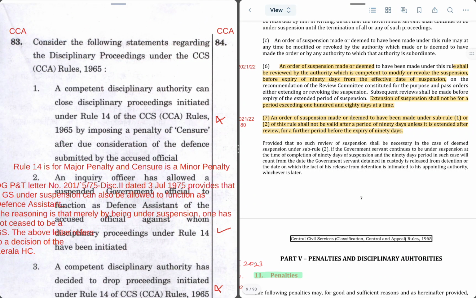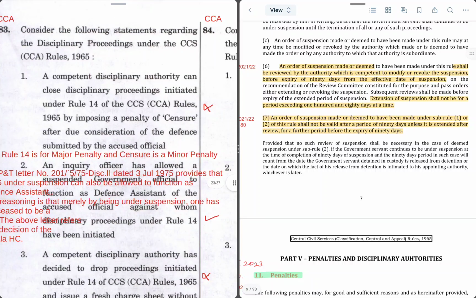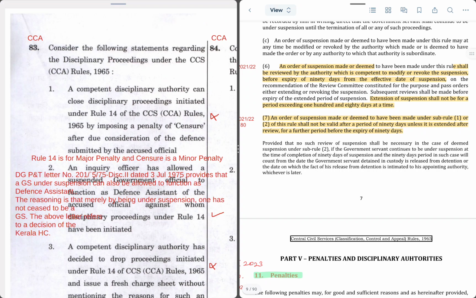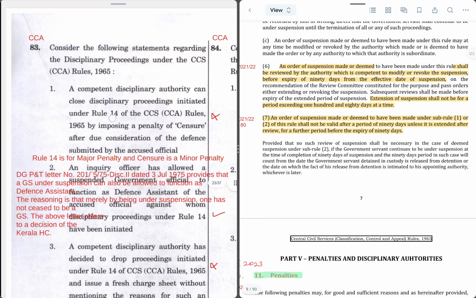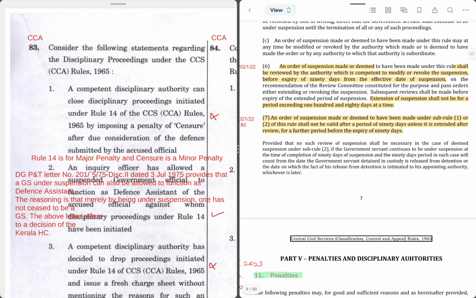Consider the following statements regarding the disciplinary proceedings under CCA rules 1965. Statement 1 says a competent disciplinary authority can close disciplinary proceedings initiated under Rule 14 of CCA rules by imposing a penalty of censure after due consideration of the defense submitted by the accused official. Now, in this case, this Rule 14 again we discussed, it's related to major penalty.